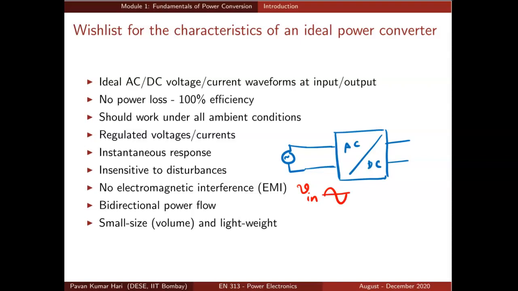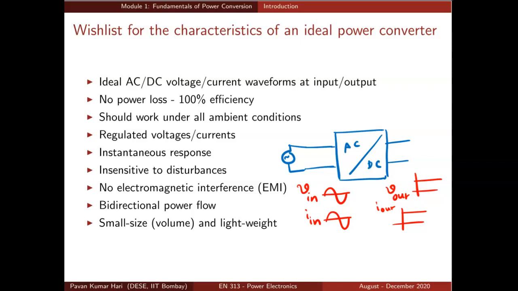We need the output voltage. We want the output voltage to ideally look like this. And we also want the input current to look like a pure sinusoid ideally. And on the DC side, usually the loads are resistive, so the output current will also be constant because the output voltage is constant. But why do we need such clean waveforms? It can be explained from the viewpoint of the average power transferred, and it will be discussed later in this course.